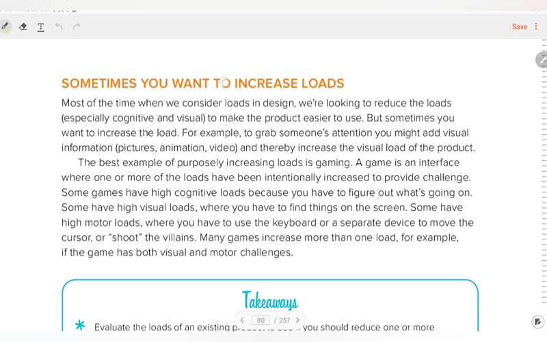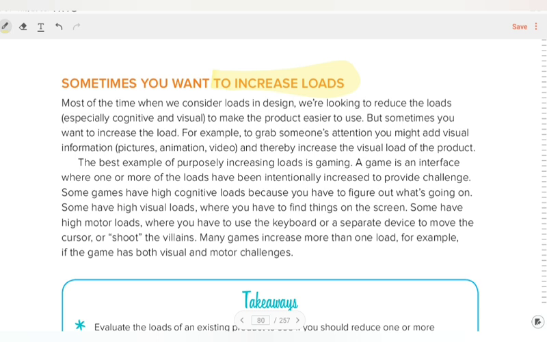Sometimes you want to increase loads. Most of the time, when we consider loads in design, we're looking to reduce the loads, especially cognitive and visual, to make the product easier to use. But sometimes you want to increase the load. For example, to grab someone's attention, you might add visual information, pictures, animation, videos, and thereby increase the visual load of the product. The best example of purposely increasing loads is gaming.